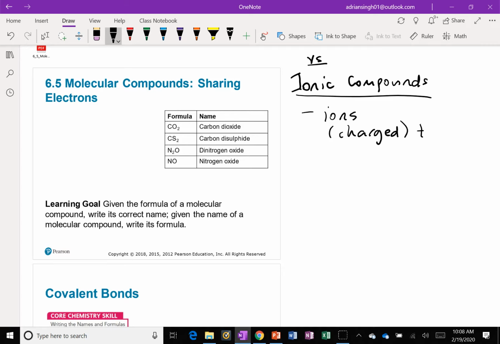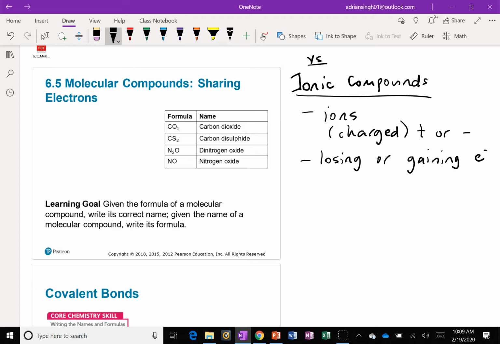Either positive or negative. And those ions were produced because your substances, your elements, were either losing or gaining electrons. And when they lost electrons, they formed these positive ions. When they gained electrons, they formed these negative ions. And then those opposing charges attracted each other. And that's what we ended up with our ionic compounds. And we went through the naming and everything else associated with those.